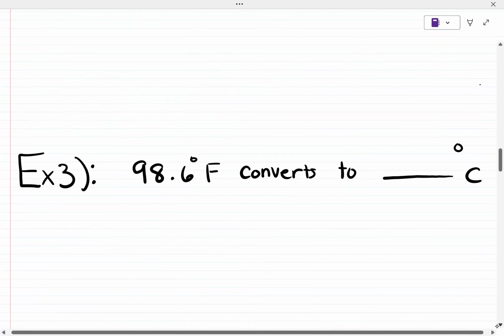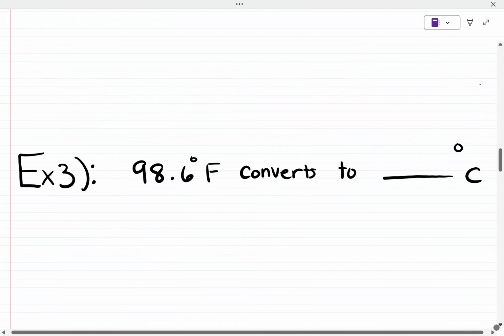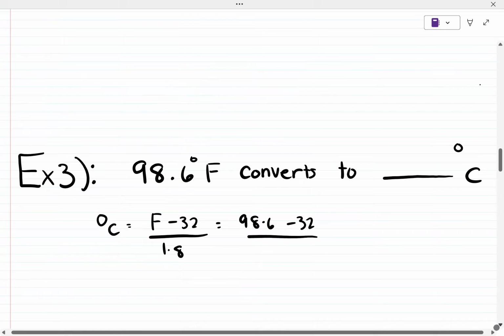Okay, let's move on to example three. Let's say we have 98.6 degrees Fahrenheit and we want to convert it to degrees Celsius. So you're going to use rule one. Degrees Celsius is equal to Fahrenheit minus 32 all over 1.8. My Fahrenheit is 98.6 minus 32 all over 1.8. And as you can see, you get 37 degrees Celsius.